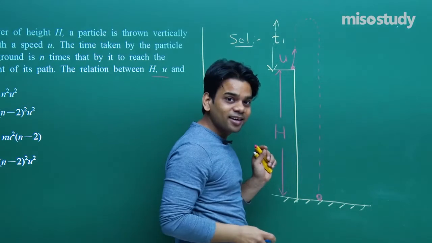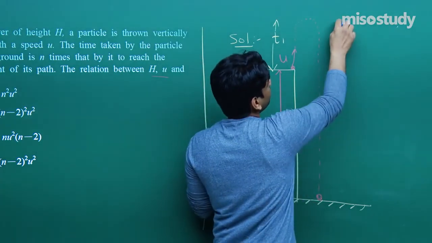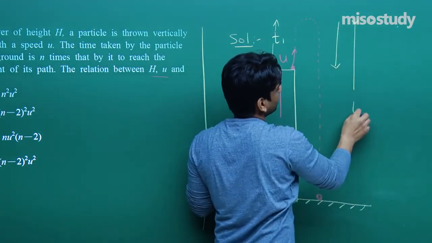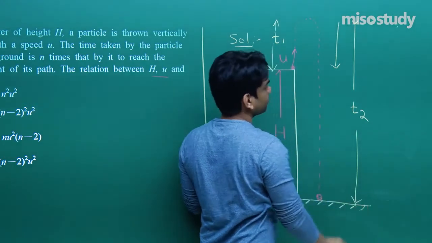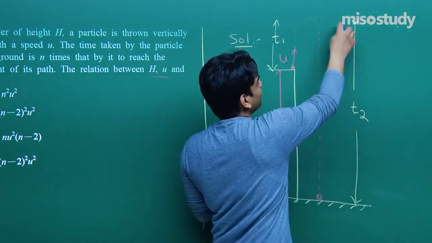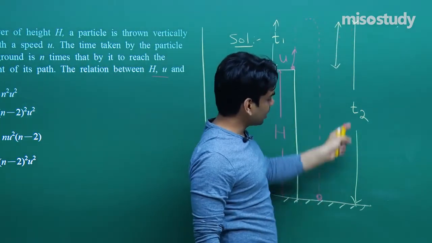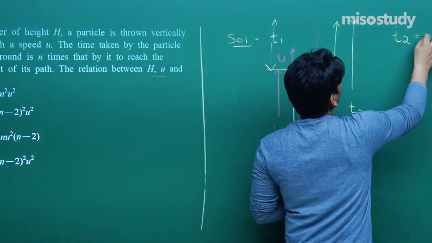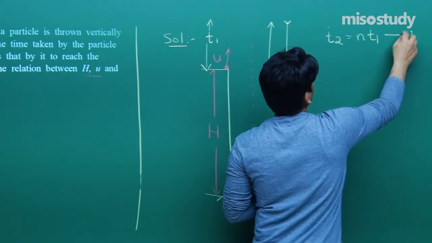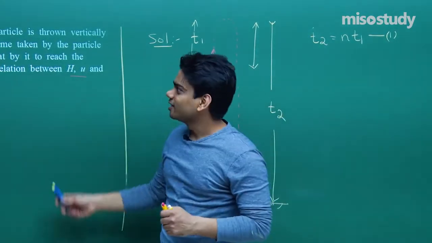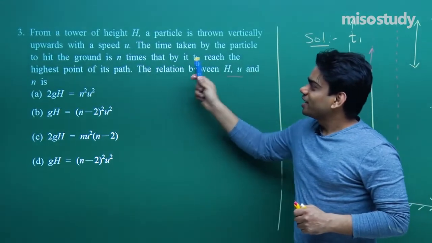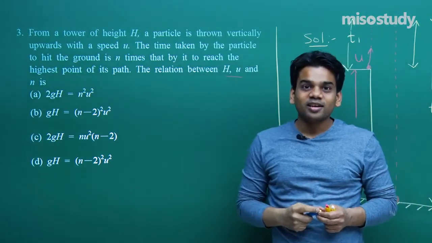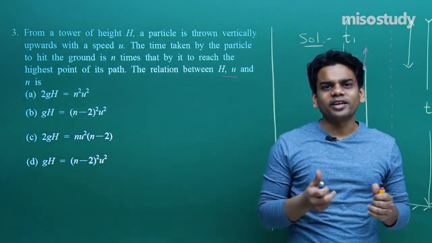And to cover the entire journey from here, then to here, as it started, then to here, it takes time t2. I hope that this will be identifying the exact thing. It goes here, then comes back, it takes time t2. It's given that t2 is equal to n times t1 as per this question statement. Read this statement once again. The time taken by the particle to hit the ground is n times that by it to reach the highest point of its path.